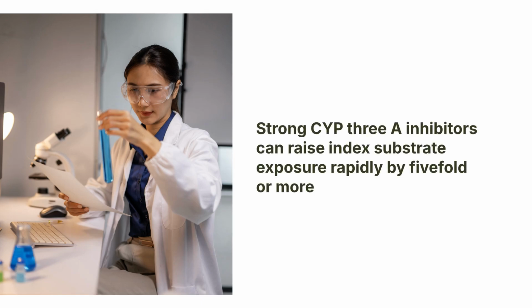A strong inhibitor increases the area under the curve of a sensitive index substrate at least 5-fold, while a moderate inhibitor raises it at least 2-fold but less than 5-fold. Enzyme inhibition is usually rapid because it begins when the inhibitor reaches the enzyme. Clarithromycin and itraconazole are listed strong CYP3A inhibitors.